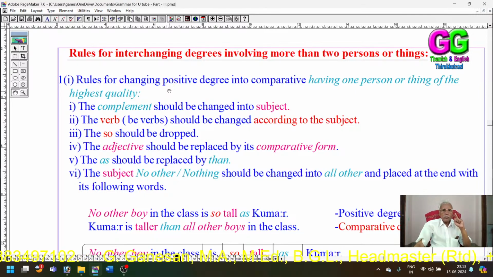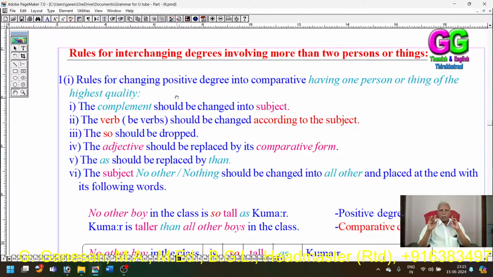First, the rules for changing positive degree into comparative, where one person or thing has the highest quality. Now we have taken an example. Here we are going to see three or more persons or things in which only one person or thing has the highest quality.